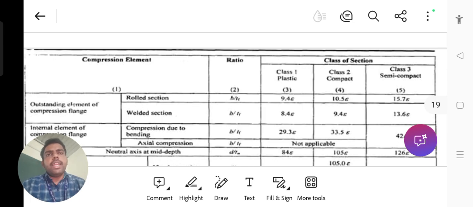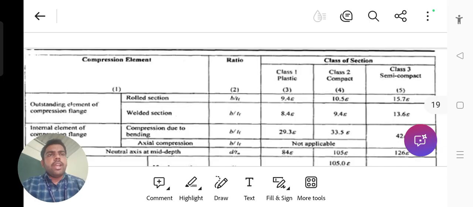Here, coming to the plastic section, see on page number 17 in IS 800 2007, the table is given for deciding the classification of section. In this classification, see the last three columns: class 1 is represented as plastic, class 2 as compact, and class 3 as semi-compact.